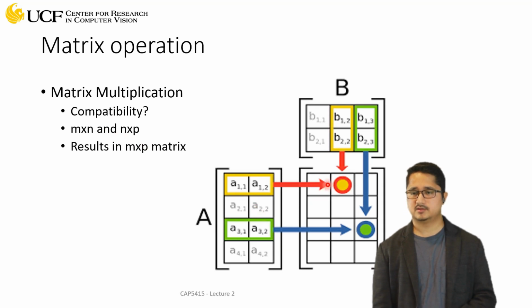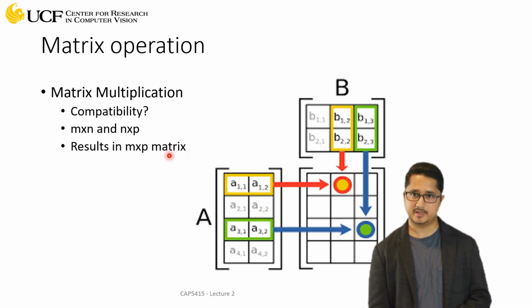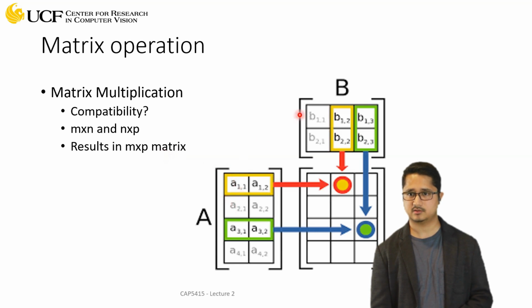Now, let's try to understand the operation. In this case, the resultant matrix from the multiplication of these 2 matrices will have 3 rows, which is coming from A, and 3 columns, which is coming from B, right? Because M is 3 here and P is also 3 here. Oh, sorry, no, it's not 3, it's 4. So we'll have 4 rows and 3 columns.